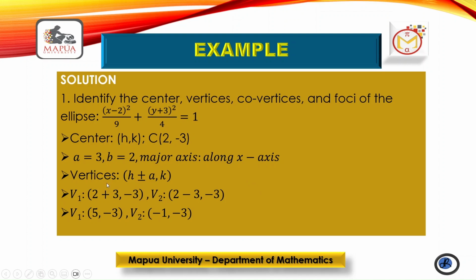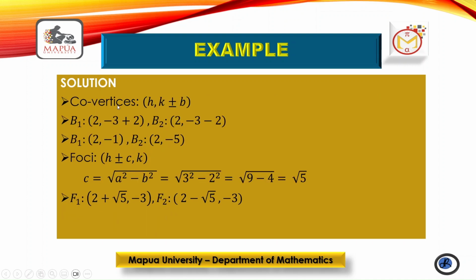Finding the vertices, this is h plus and minus a, and k. Since h is 2 and a is 3, one vertex is 2 plus 3 and the other is 2 minus 3. The y-coordinate is simply k, which is negative 3. Simplifying, 2 plus 3 is 5, so the coordinates are (5, negative 3). And 2 minus 3 is negative 1, so the other vertex is at (negative 1, negative 3).